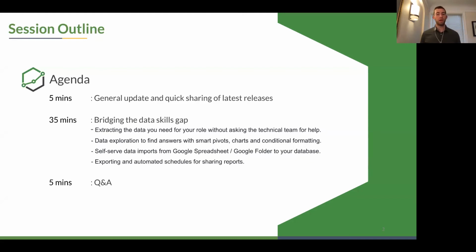The first component of that's going to be about extracting data that you need. The second component will be the data exploration piece. After that, I'll go over how to pull in data from data sources you might have, such as Google spreadsheets. After that, we'll briefly discuss how to export and automate data out of Holistics. And at the very end, we'll have a question and answer. So feel free to send in any questions that you might have.